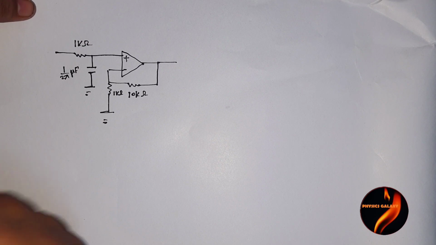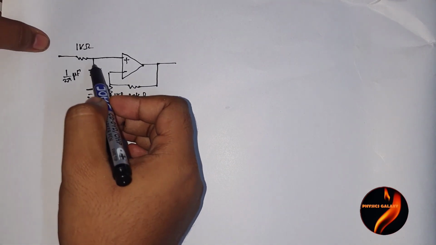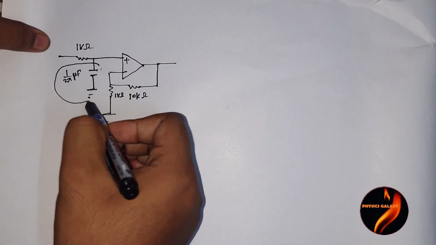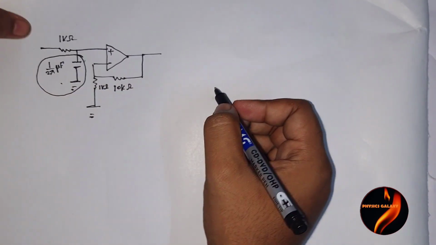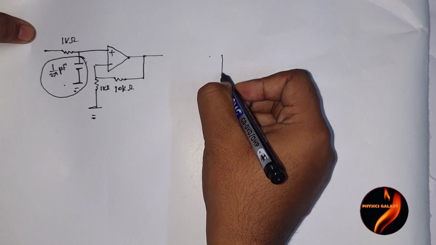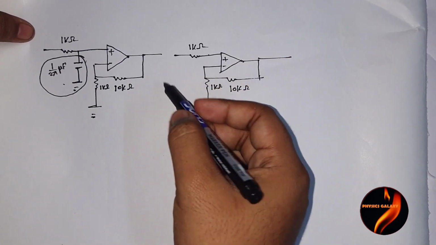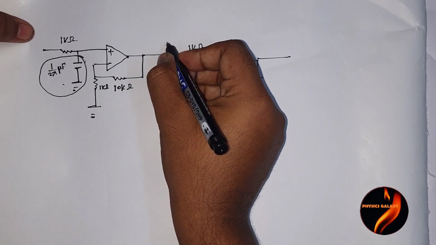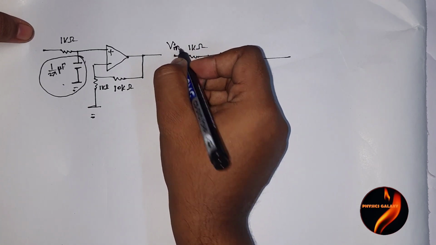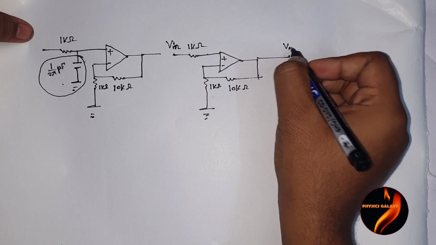So we know that the DC current doesn't flow through the capacitor. So to find out the DC gain, we have to exclude this capacitor from this circuit. So this is the modified circuit diagram of this problem to find out the DC gain. Let us denote the input voltage by Vin and the output voltage here V out.